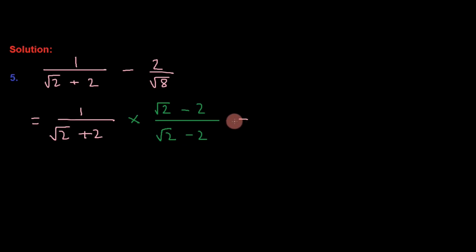Then in the second term, before we rationalize, we're going to simplify first. We know that the square root of 8 can be written as the square root of 4 times 2, and this is 2 root 2. So then we have 2 root 2, and of course the 2's cancel.